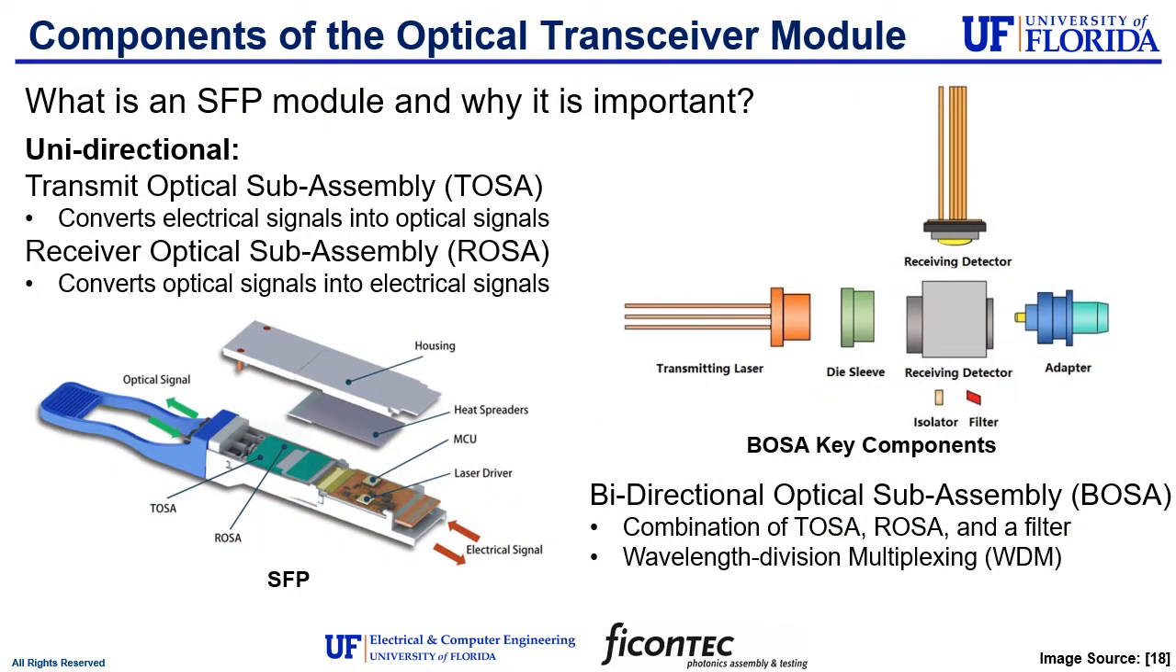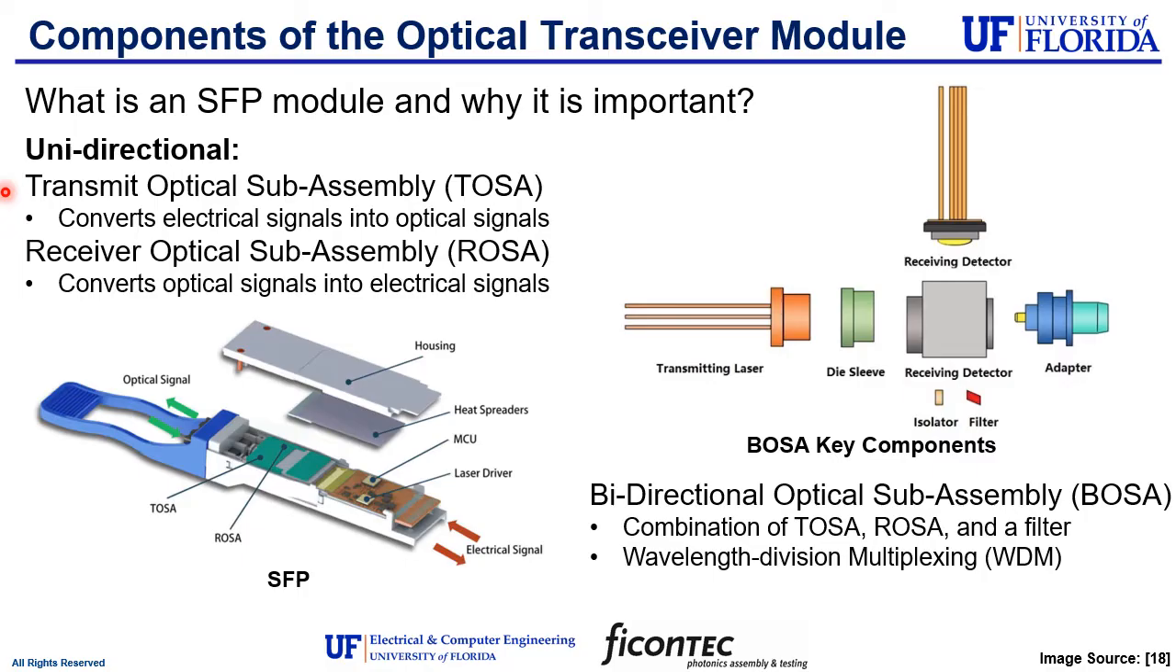Small form factor pluggable transceivers have widespread adoption as a cost-effective solution because they have a basic form factor and can support data transfer rates up to a few gigabytes per second. Now, the transmitting and receiving elements can either be designed unidirectionally with separate transmitting and receiving channels, or bidirectionally with transmitting and receiving functions merged into the same channel.